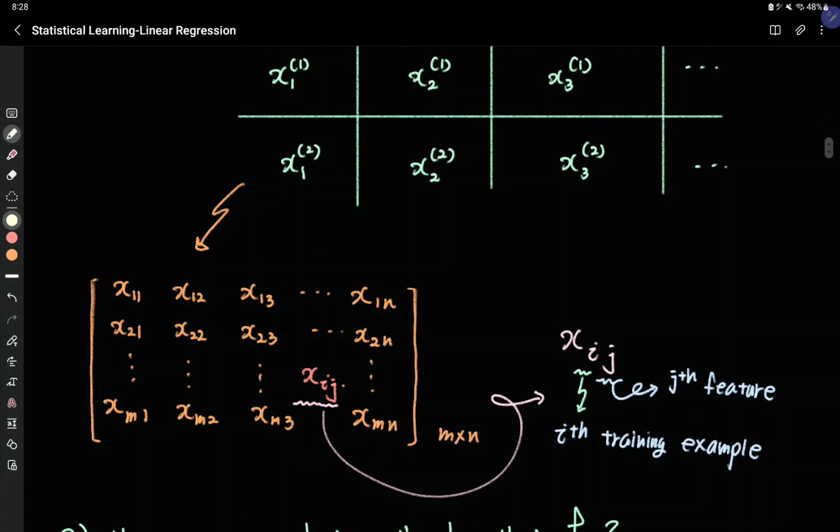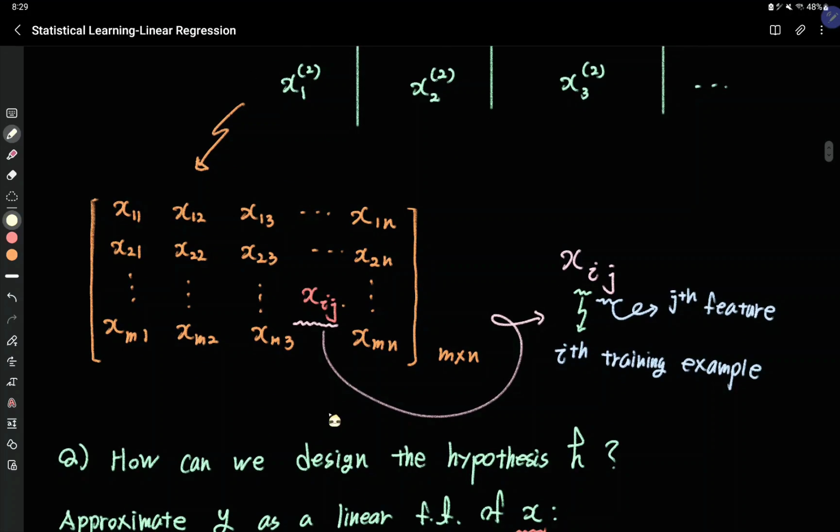So x11 represents the input value in the first training example. The first row vector represents the first training example, and the first column represents the first feature, the input values of the first feature. So x11 represents the size of the house in the first training example. Now x_ij: the subscript i represents the ith training example, and j represents the jth feature.